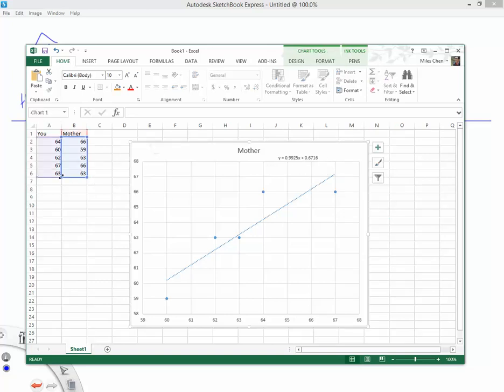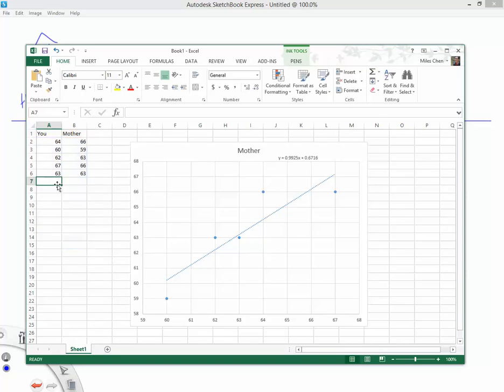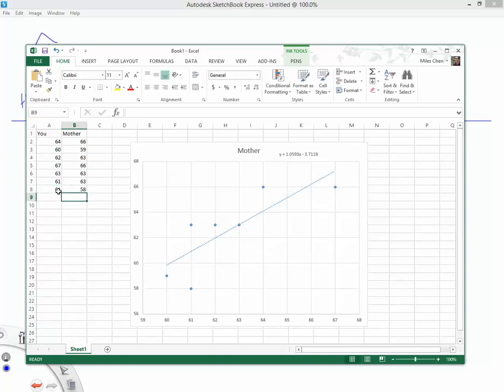Let's say, I don't know if anybody's willing to volunteer some information, but somebody else was 5'1", so they are 61 inches tall, and let's say their mom was 63 inches tall. And then maybe someone else was 61 inches tall, but their mom was short, 58 inches tall, or something like that. And so we can see, adding these data points affects the trend line in our equation a little bit.